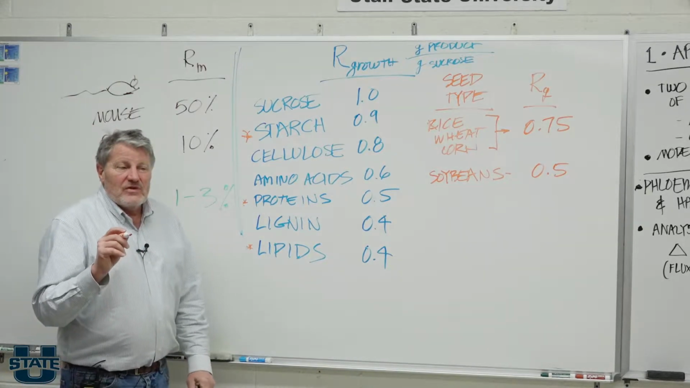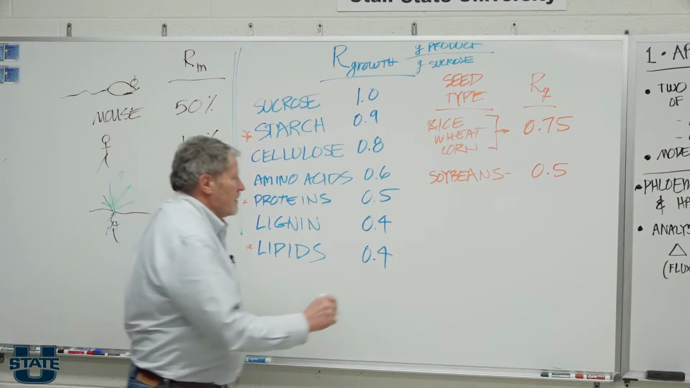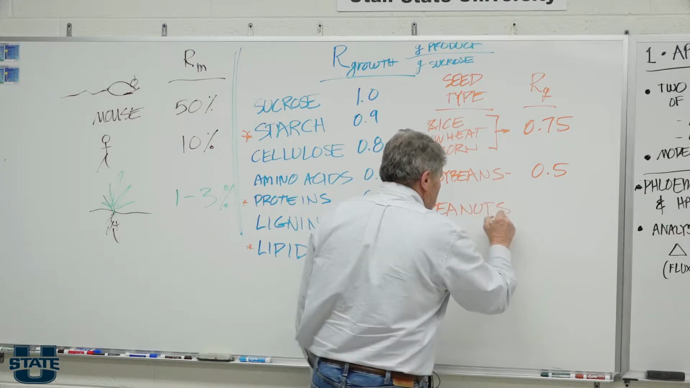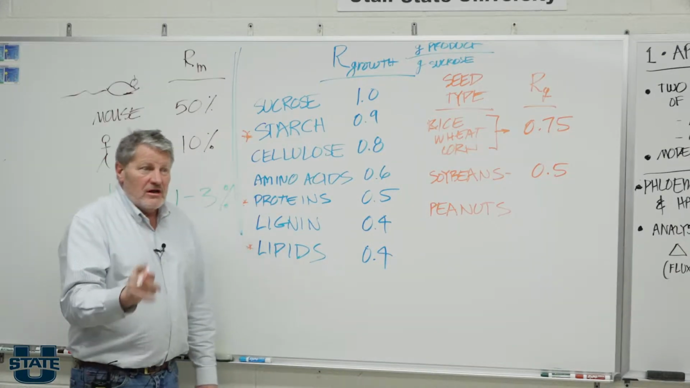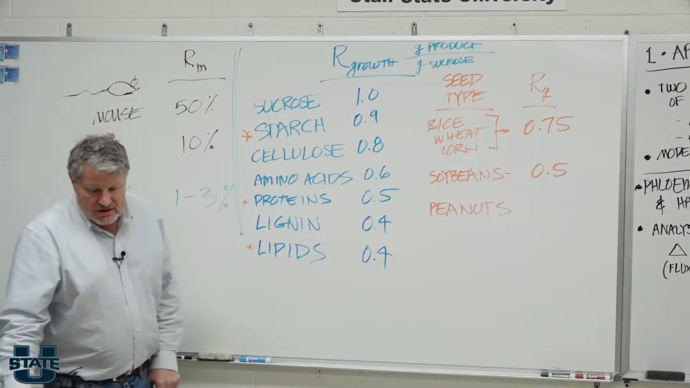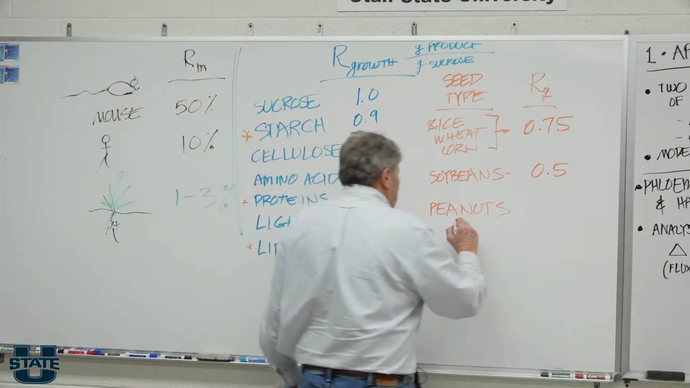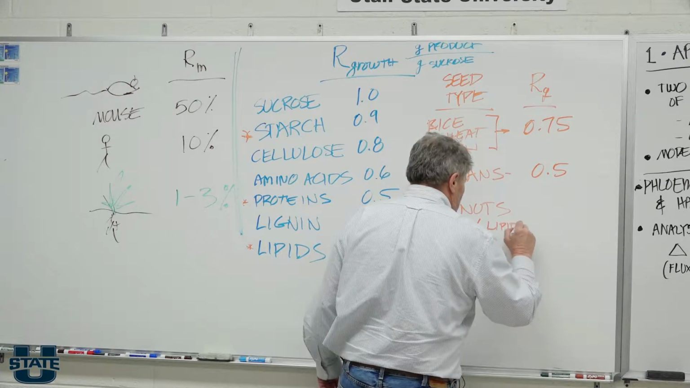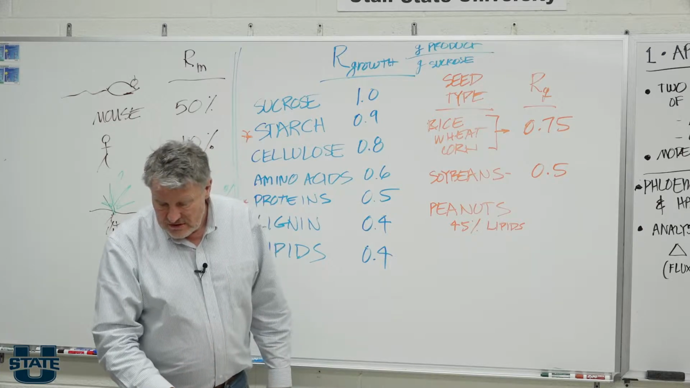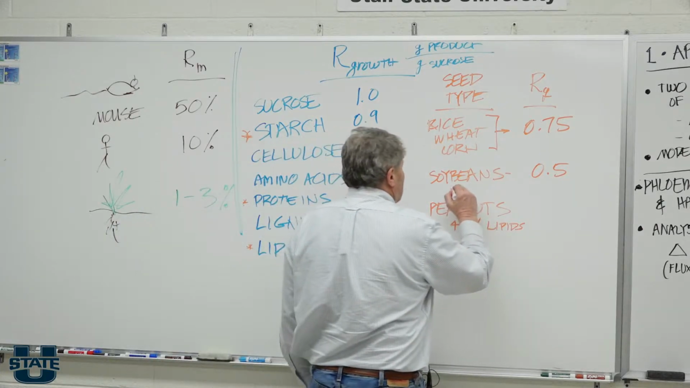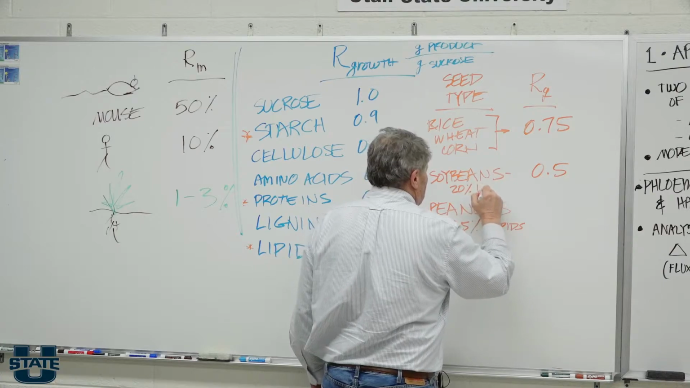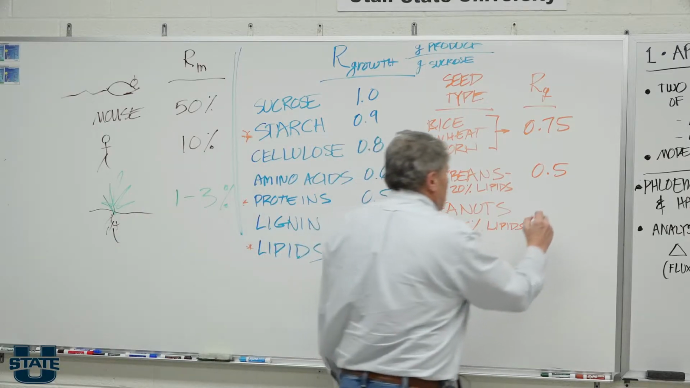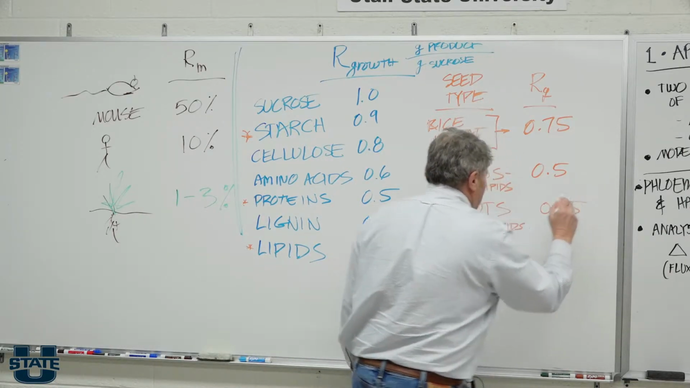Now let's take something really hard to make. I had to look this up. Peanuts. They're really high in lipids. I think peanuts are 45% lipids. Soybeans are about 20% lipids. So peanuts, this number drops all the way down to 0.35.